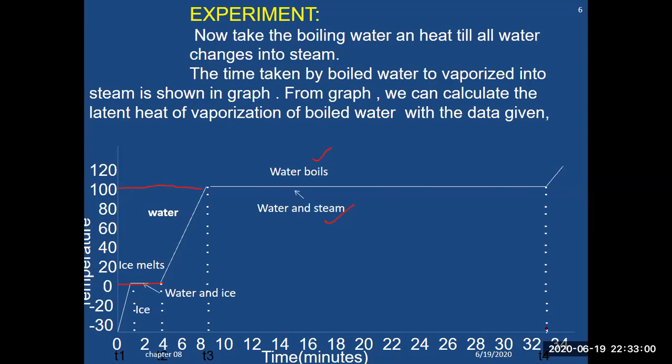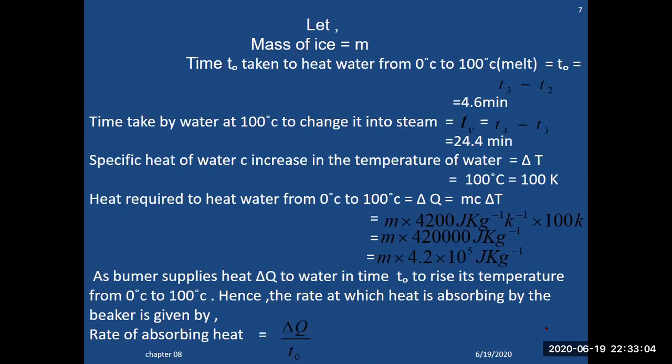And due to this reason, it is called latent heat of vaporization. So this is the calculation of latent heat of vaporization by using this data graph. The time taken from 0 to 100 degrees Celsius is T3 minus T2, and the time taken from the graph is this one. If you look at the time taken by the water at 100 degrees Celsius to change into steam, that is this one. This was the time. If you look back at the graph, these are the values taken from the graph.